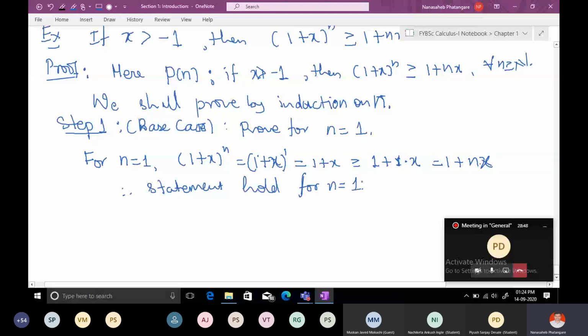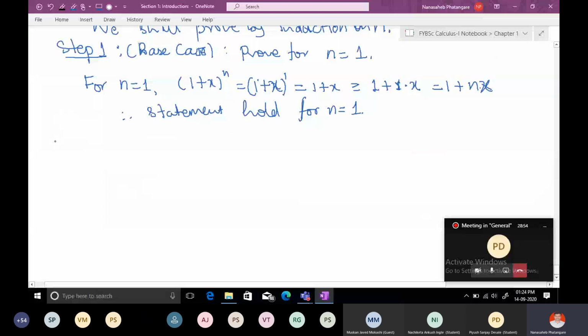Now next step, step 2. What if the statement does not hold for n is equal to 1? There are many statements which do not hold for n is equal to 1. So he is asking that if the statement does not hold for n is equal to 1, then what to do?